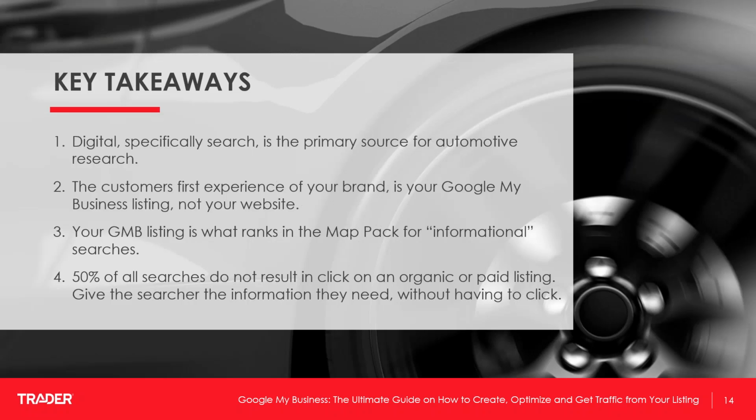Okay, so a few key takeaways there. Search is the primary source for automotive research. The customer's first brand experience, think about it as your Google My Business listing, no longer your website, definitely not your dealership. All the information and optimization done within that listing is what helps you rank for those local searches and those informational searches. And 50% of all local searches don't result in a click, organic or paid. So having that information be accurate and up to date is extremely helpful.